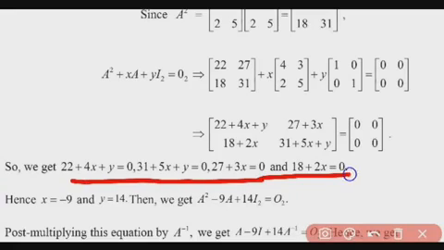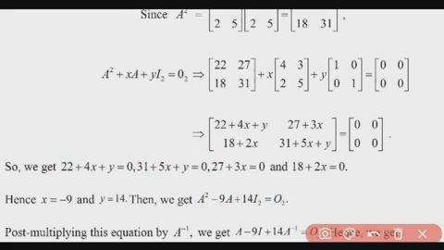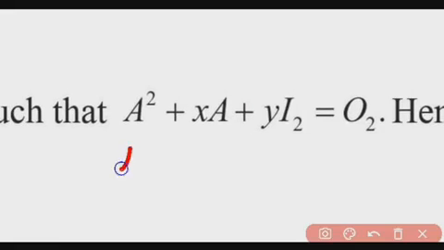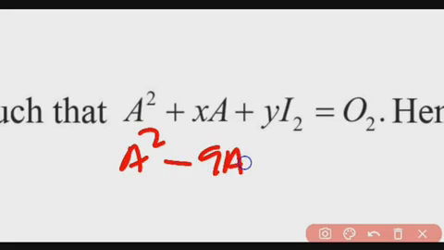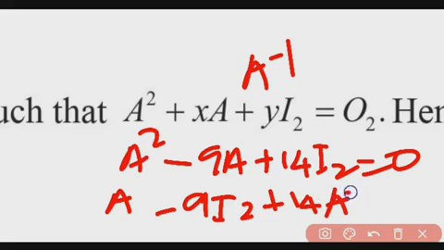From those four equations, I took the first and last equation. Otherwise you can take this equation also. We get x value is minus 9. Substitute the x value in this equation or this equation, we get y value equal to 14. Substitute x and y values in the equation given in the question. So x value is minus 9, so A square minus 9A, y value plus 14I2 equal to 0. We want A inverse. So if we multiply A inverse in that equation, it becomes A minus 9I2 plus 14 A inverse equal to 0.